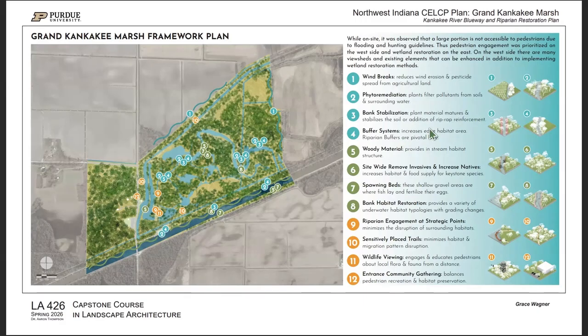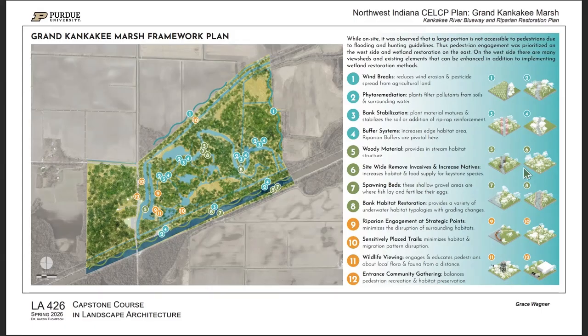Just to mitigate the effects of too much pedestrian impact on the rest of the site and keep that wetland restoration element strong in the central core. There is number 10, which is the sensitively placed trails. There would be a trail placed around the site, following the line of an existing trail already there. It offers an opportunity to engage a little bit more while still keeping that pedestrian impact towards the edges and being aware of the migration patterns and minimizing disruption.